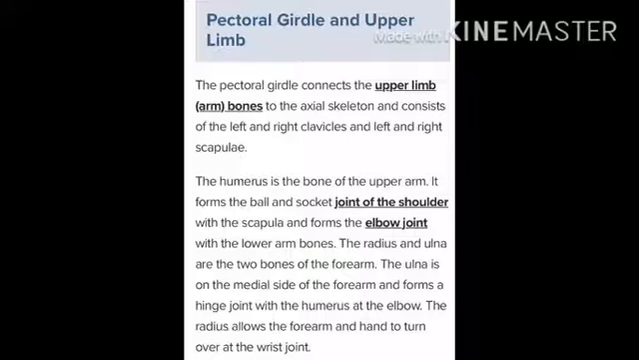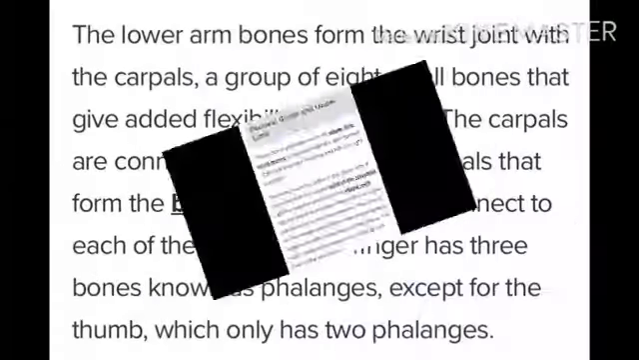The ulna is on the medial side of the forearm and forms a hinge joint with the humerus at the elbow. The radius allows the forearm and hand to turn over at the wrist joint.